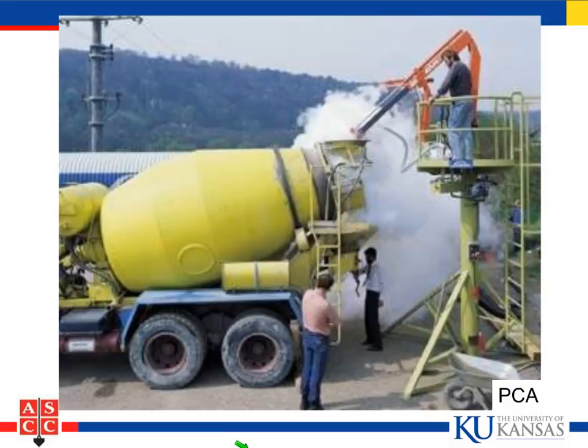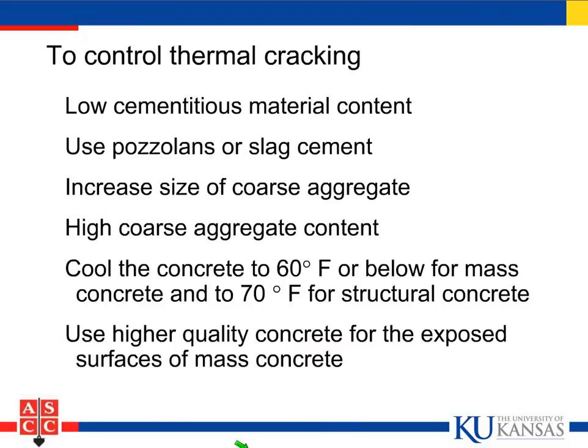Here they're using liquid nitrogen to cool. There's parts of the country that if you want to cast concrete during the summertime, you are going to use liquid nitrogen just to get the temperature down, so you have a few minutes to get the truck out there and cast the concrete. So to control thermal cracking, we want to have a low cementitious material content.